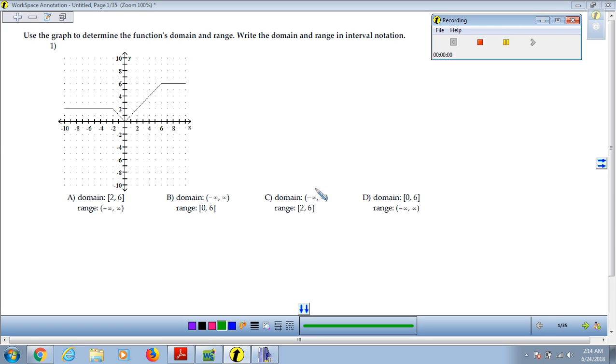This is the review for the midterm exam. First question says, use the graph to determine the function's domain and range. Write the domain and range in interval notation.